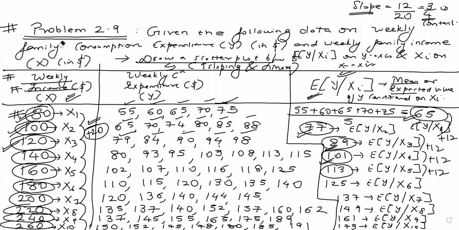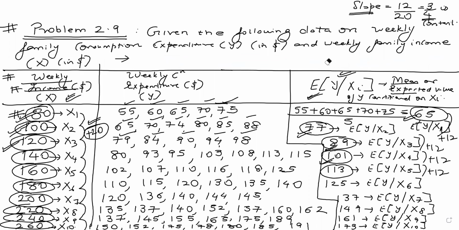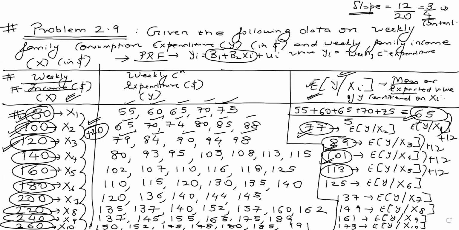So I can quickly write the population regression function. How will the PRF look like? If I erase this particular part, my population regression function will be of this form: Yi is equal to capital B1 plus capital B2 xi plus ui. This is my stochastic population regression function, where yi denotes the weekly consumption expenditure. B1 plus B2 xi is equal to expected value of y given xi, which is my deterministic component. And xi is my weekly income. This is my population regression function.